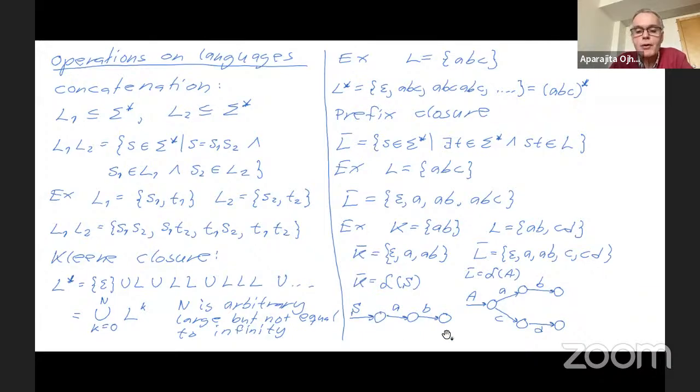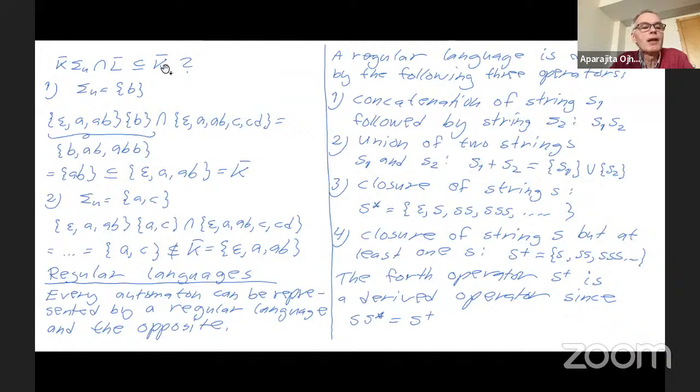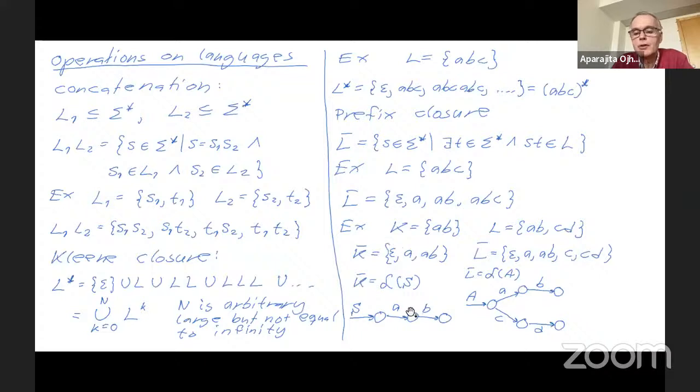But if this property is fulfilled, then the system is controllable. It was controllable when sigma u was equal to b, but not when sigma u was equal to a comma c, because then c was not included in K bar, and that meant that you got a problematic situation here. We will come back to that, but this is just an illustration of why I'm working with these language operations, because we will use them when we also are reasoning about controllers or supervisors for systems.